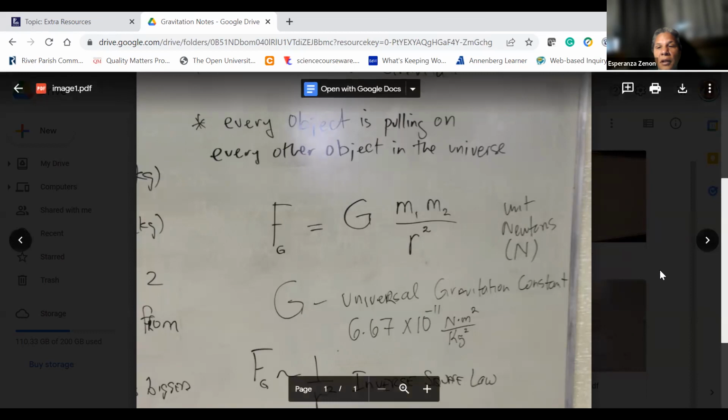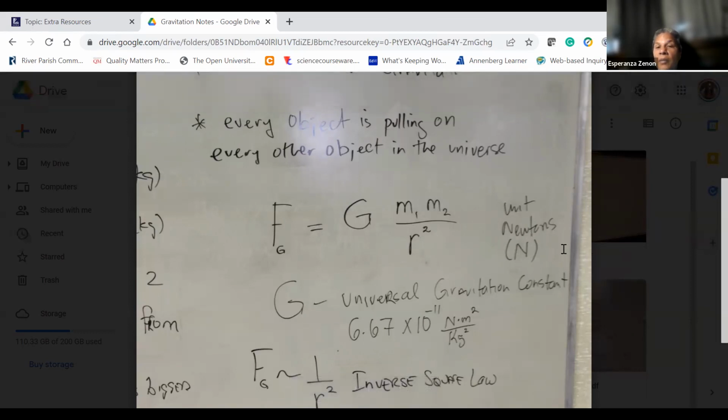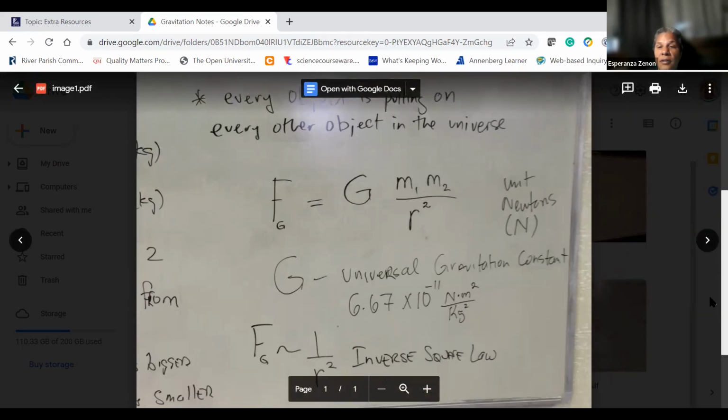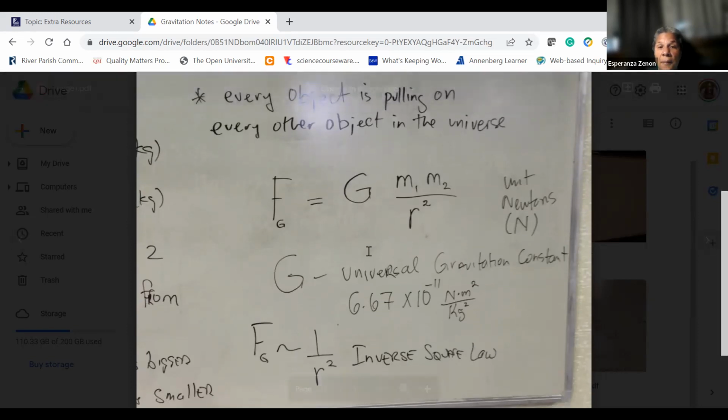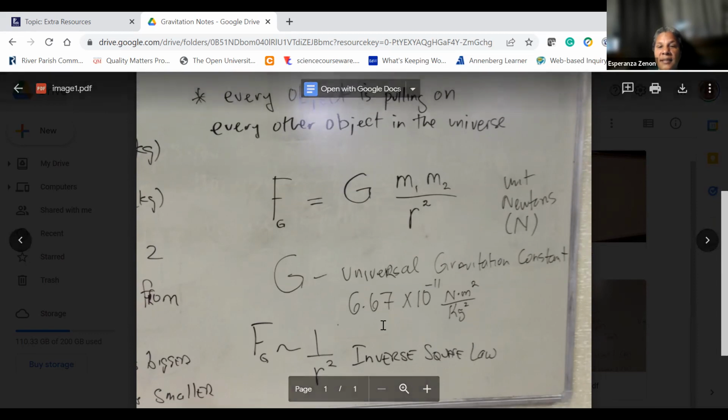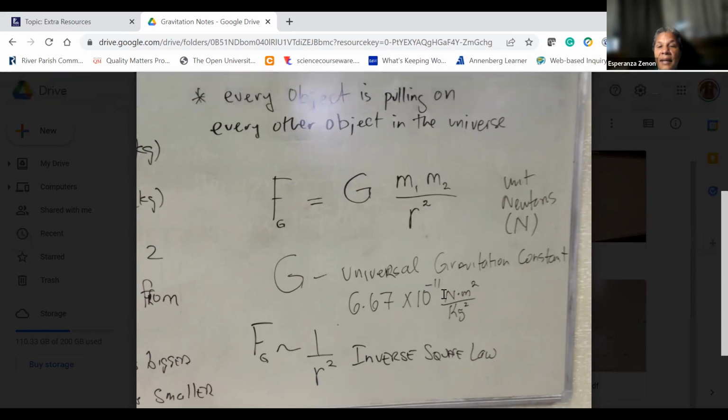So in this formula, if I'm finding force, I know my unit is going to be newtons. Why? Because we learned last week that if we're finding force, the unit in the metric system is newtons. And if I'm going to find this force, I need to know the value of this big G. That is 6.67 times 10 to the negative 11.